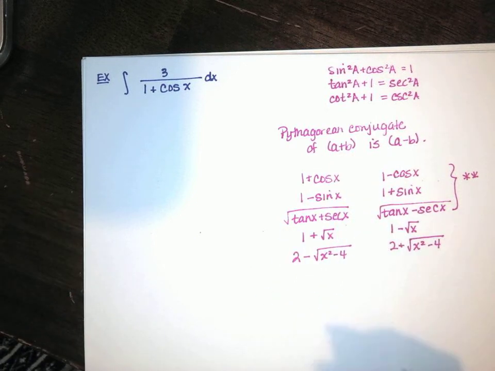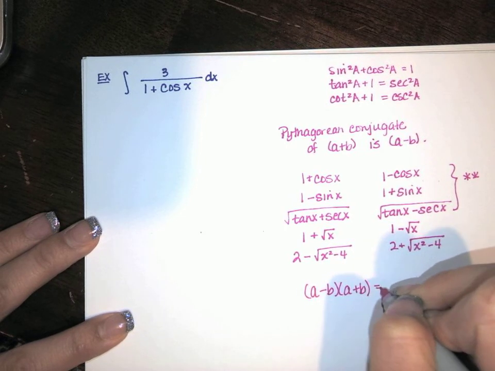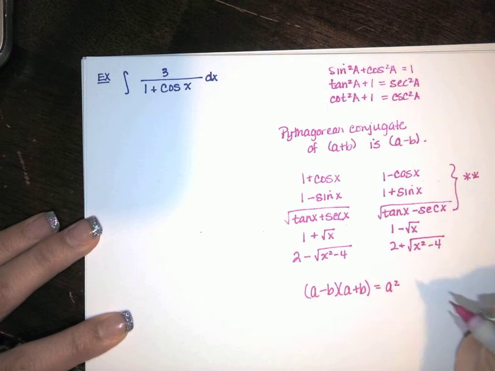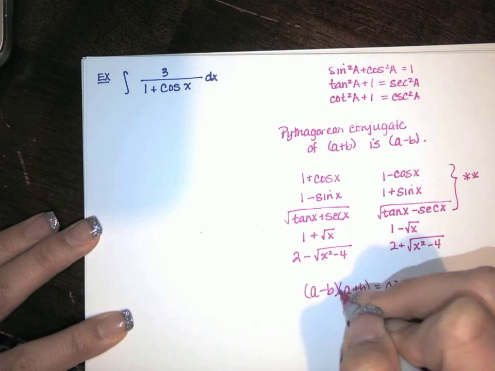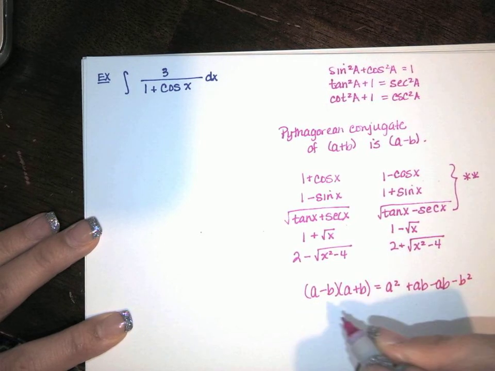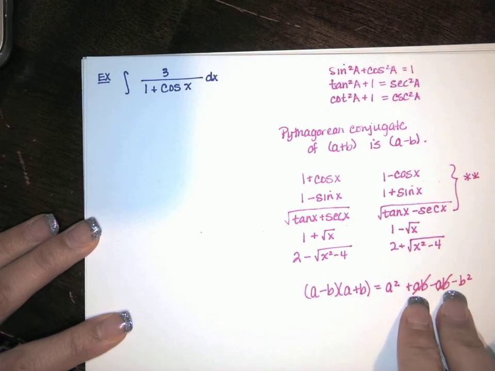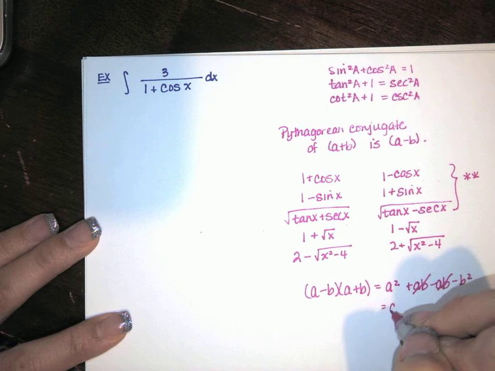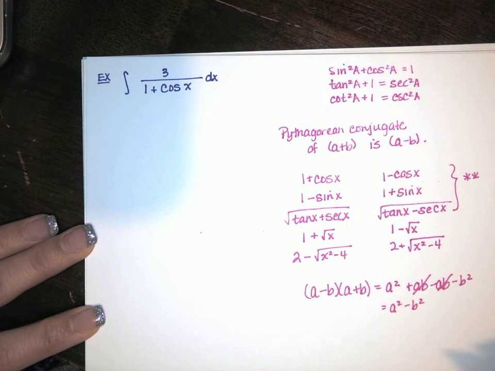Now, here's the property of the conjugate. If I take a minus b and I multiply by a plus b, first times first is a squared, outer times outer is ab, inner times inner is minus ab, and last times last is negative b squared. So these two middle terms are always going to be the same in magnitude, but with opposite signs. So you're always going to get a squared minus b squared when you multiply by the conjugate. And that means we're going to get a lot of expressions.